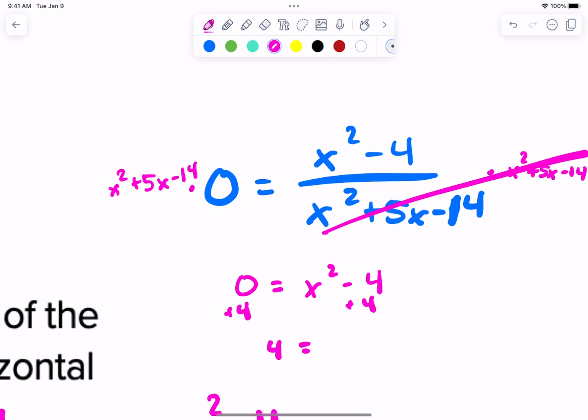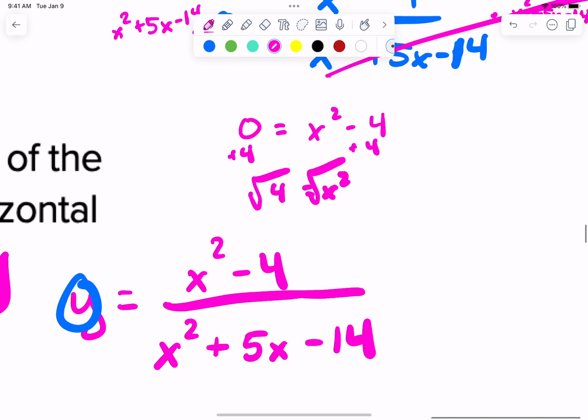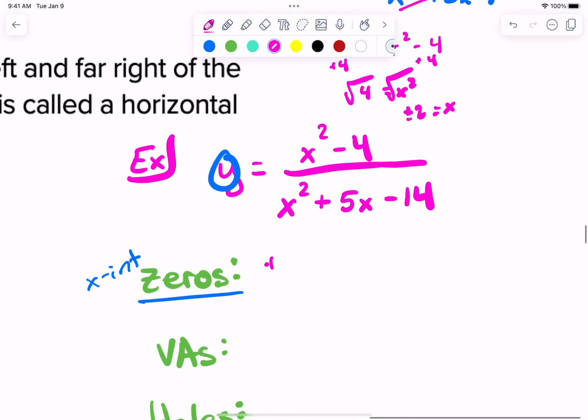Okay, then what? Add 4. 4 equals x squared. Take the square root. What are the zeros? Plus and minus 2. That's really nice. Okay, so the zeros are positive and negative 2.